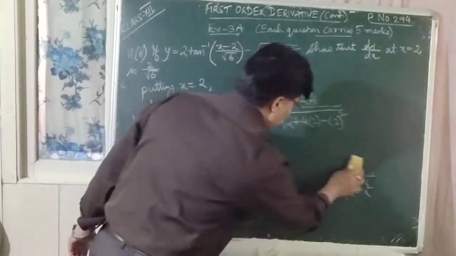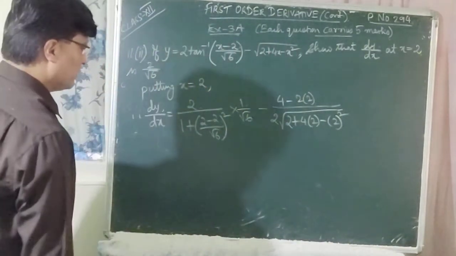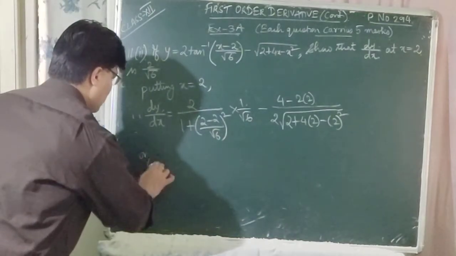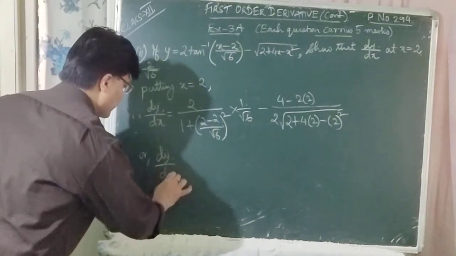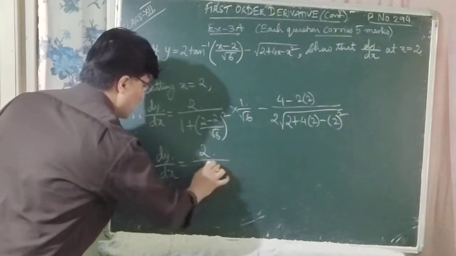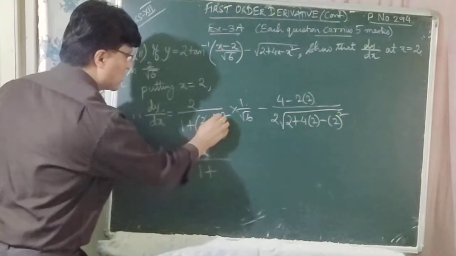So now let us simplify it again. You can simplify it further. So or dy by dx is equal to 2 divided by 1 plus this 2 gets cancels.